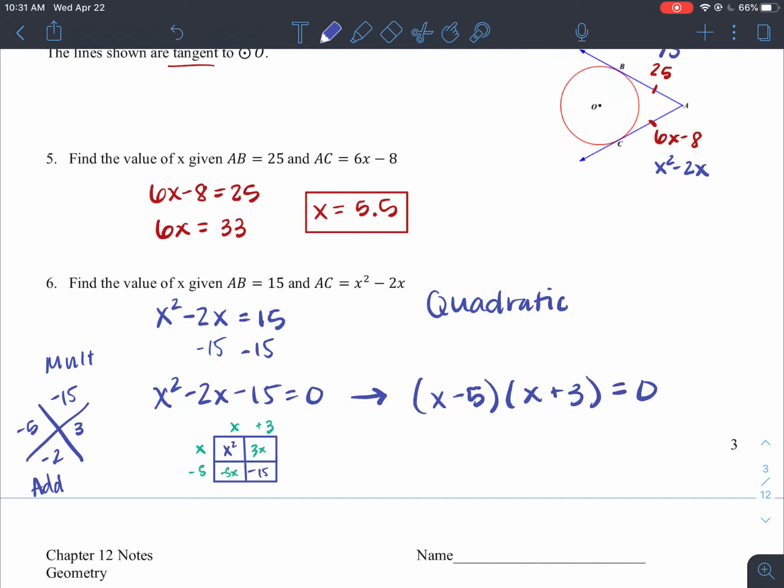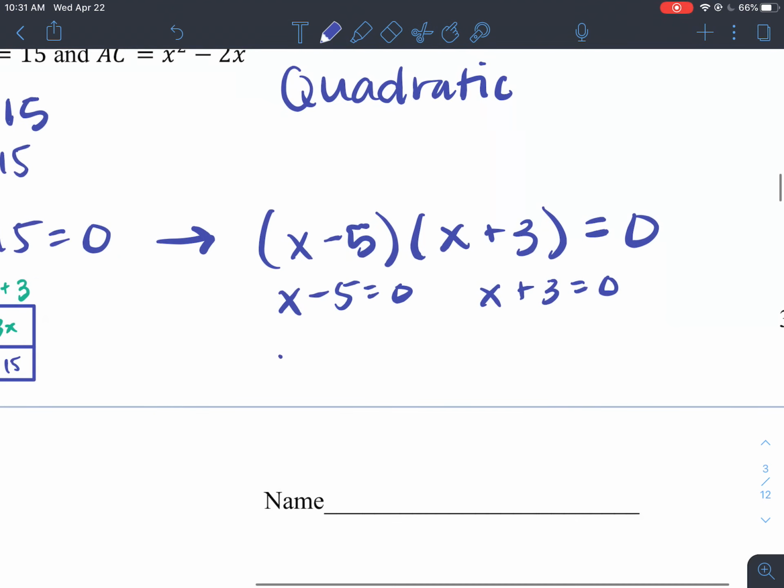I have this right here. Now I can use my zero product property. That says x minus 5 equals 0, x plus 3 equals 0. So x could equal 5, or x could equal negative 3.